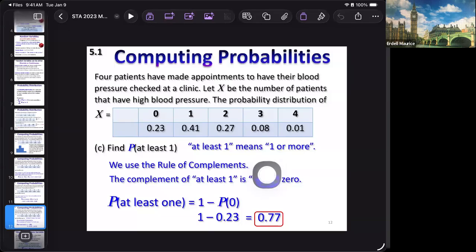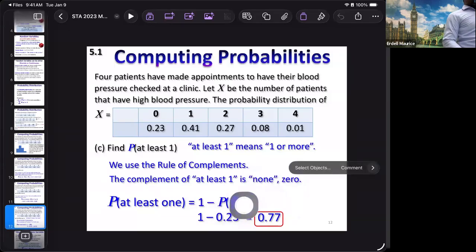The reason why they prefer using the subtraction sign right here is that sometimes this can be huge. Imagine if there were 50 possibilities, right? 50 people come into the place. Yes? What's the probability of at least one of them has high blood pressure? You don't go add them, 49, 50 numbers, right? Much better just go 1 minus the probability of none of them, and then that's it. All right? Questions?